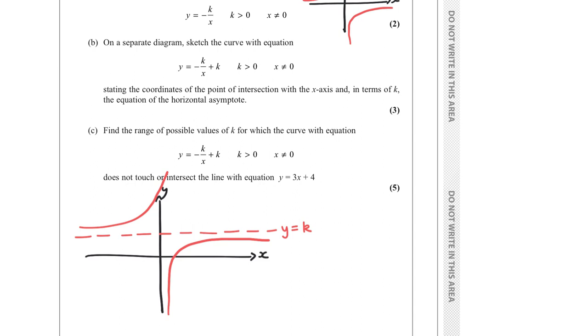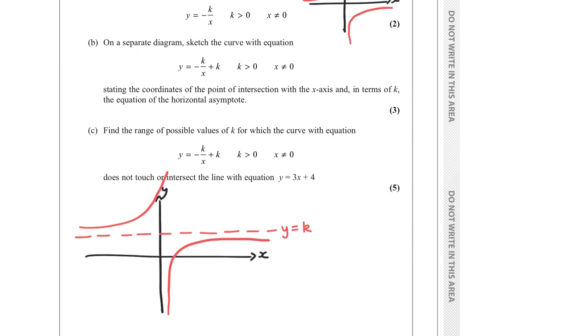And it wants us to state the coordinates of the points of intersection with the x-axis. Yeah, this one. I got 1, 0. 1, 0. Yeah. How do you know it's 1, 0? I don't agree with that.